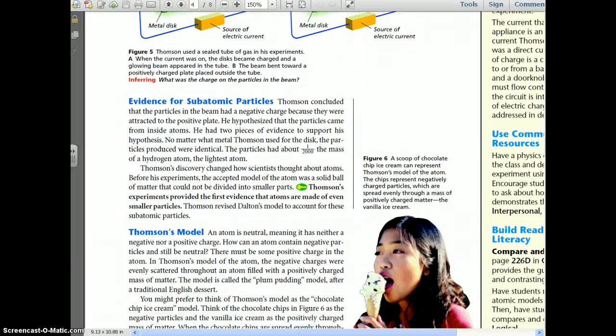Thomson's discovery changed how scientists thought about atoms. Before his experiments, the accepted model of the atom was a solid ball of matter that could not be divided into smaller parts. Thomson's experiments provided the first evidence that atoms are made of even smaller particles. Thomson revised Dalton's model to account for these subatomic particles.